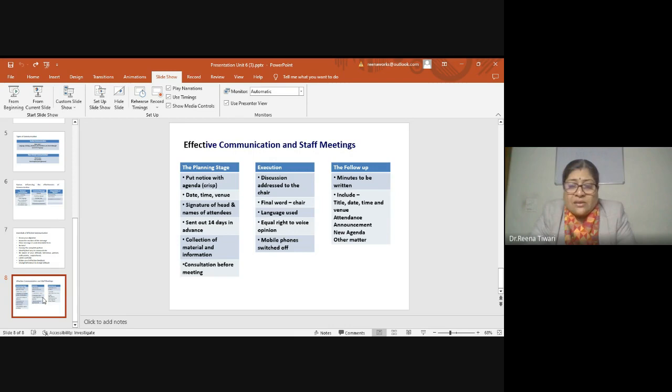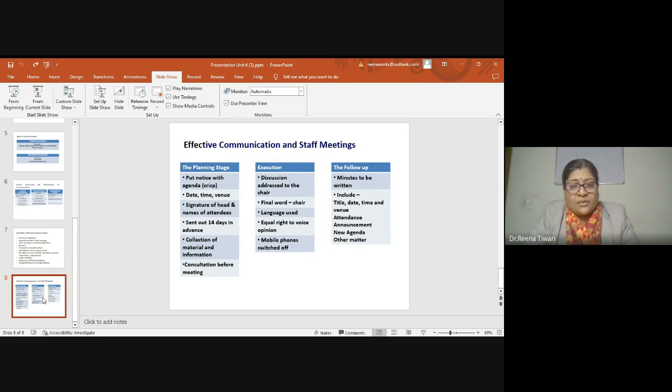Sometimes when we organize a meeting, we see that if mobile phones are allowed, most of the people are either talking to someone, or playing some game, or surfing the net and Facebook and Twitter and whatnot. So the execution of the meeting should be done in that way for effective communication.